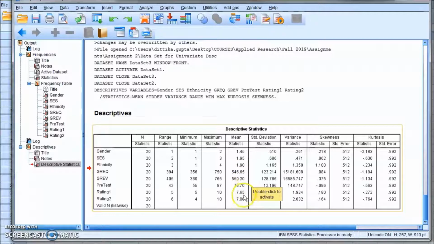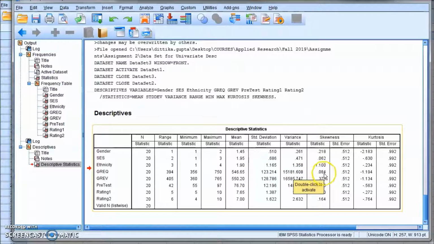Then you have a pre-test, rating. You get the standard deviation right over here. That standard deviation tells you how much one deviates from the mean. So you have 146 plus or minus 123.2. That is your standard deviation, and that is how the descriptive statistics for that data set would be written. Variance is just the square of the standard deviation.